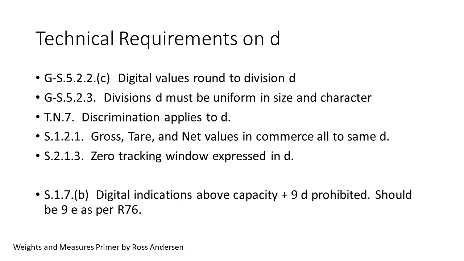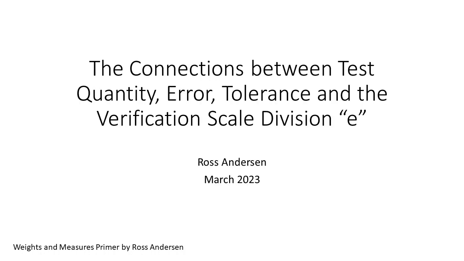S17B requires that digital instruments not indicate above capacity plus 9D. But this may be the exception, and it should be 9E consistent with R76. The E here is the value marked by the manufacturer for classification and not an actual test weight on the verification scale. Also remember that E may not equal D. I can't emphasize enough that the verification scale is separate from and independent of the instrument scale.